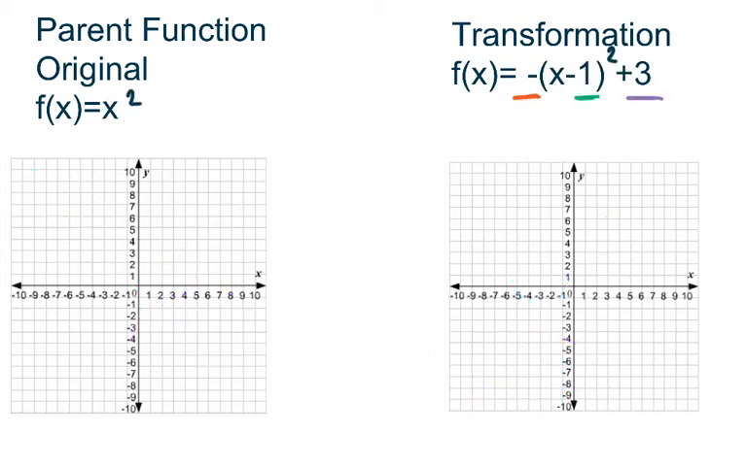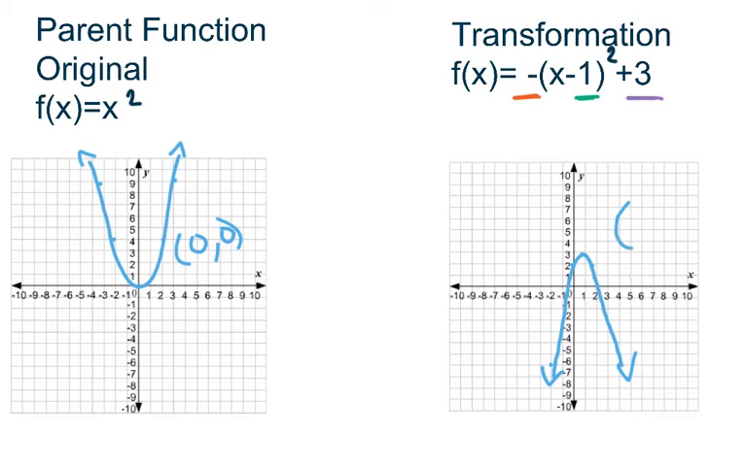So let's do another one. Parent means original. We know that an original x squared is a parabola. So I want you to go ahead and graph the original and graph the transformation. Okay, so here's the original. It had a vertex at 0, 0. And then the vertex has moved to 1, 3. So it definitely has shifted, and it even has flipped over.